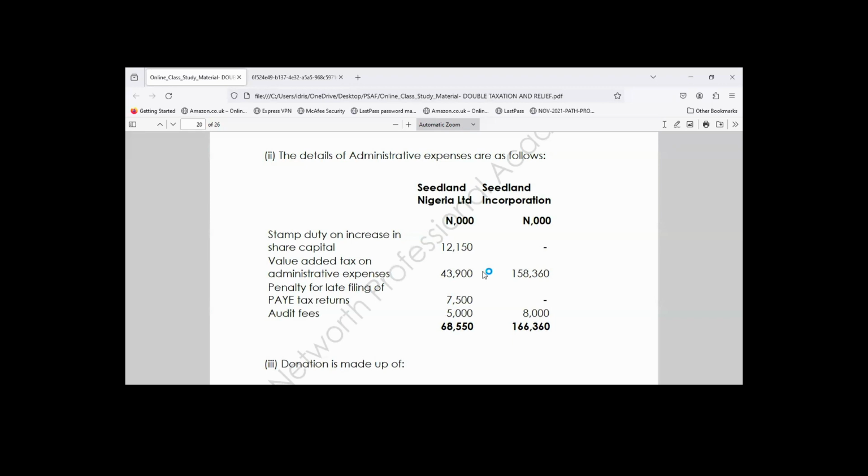So out of these four expenses, stamp duty is disallowed. PAYE tax return penalty is disallowed. You add it back.